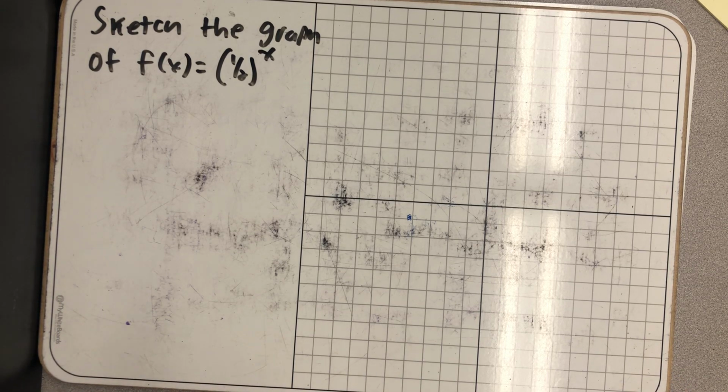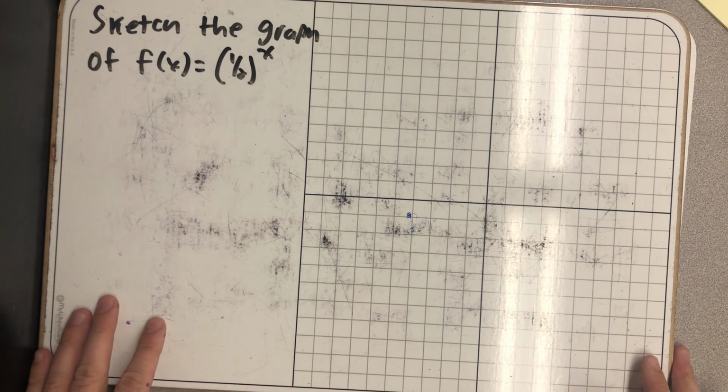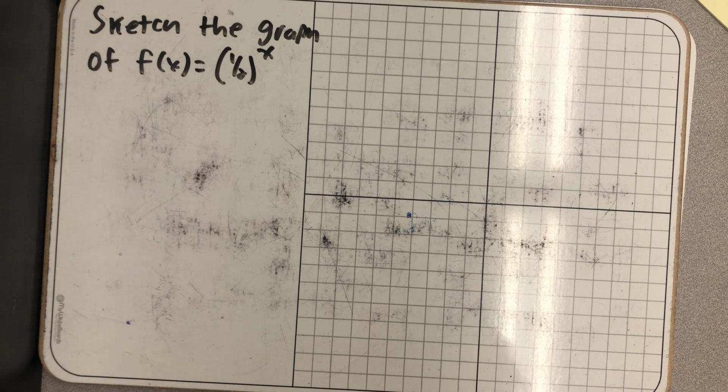In this example, we're asked to graph f of x equals 1/2 raised to the x power. And this is a good example of what happens when the base is between 0 and 1. But before we get started, I want to point something out.